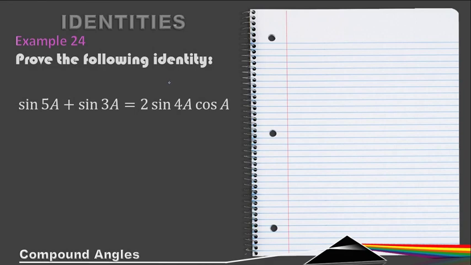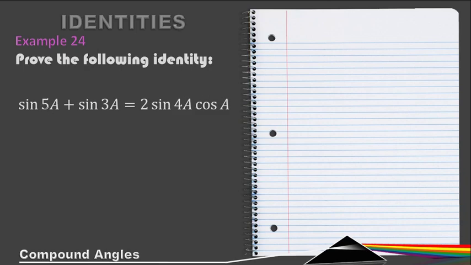Example 24. So we need to prove the following identity. Alright, so if we just hold on for a minute and we look at this, over here we've got 5a, 3a, and then out of the blue we have this 2, 4a cos a. Now, still keep in mind what we did with the previous examples where we broke our angle up. Here we'll have to look at our result to determine what we are going to start with, because we're starting with a 5 and a 3, and we end up with a 4 and a 1a.